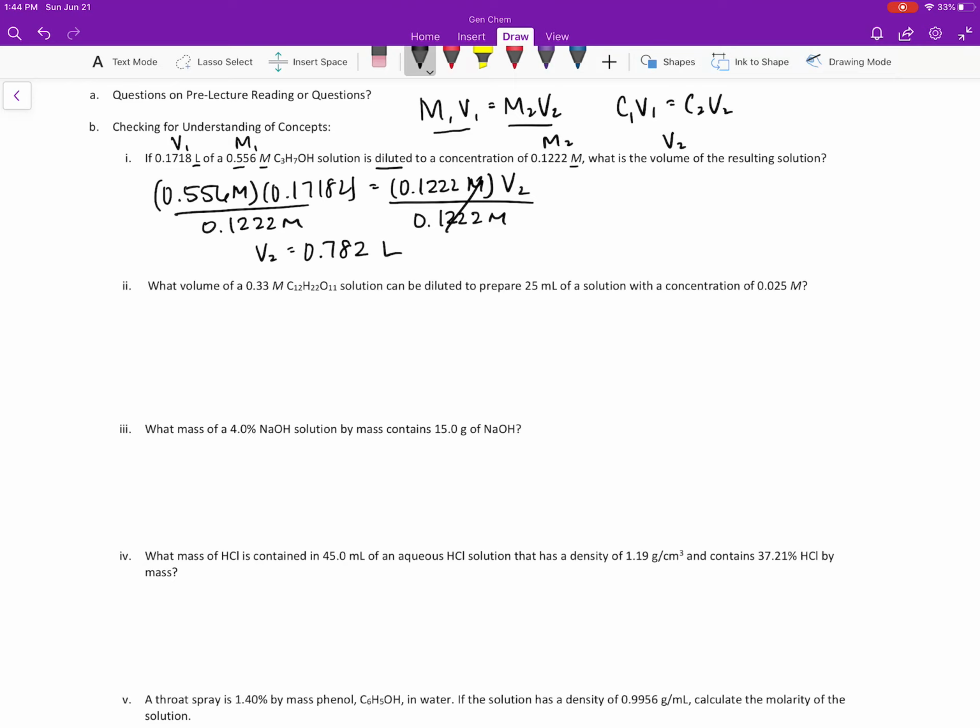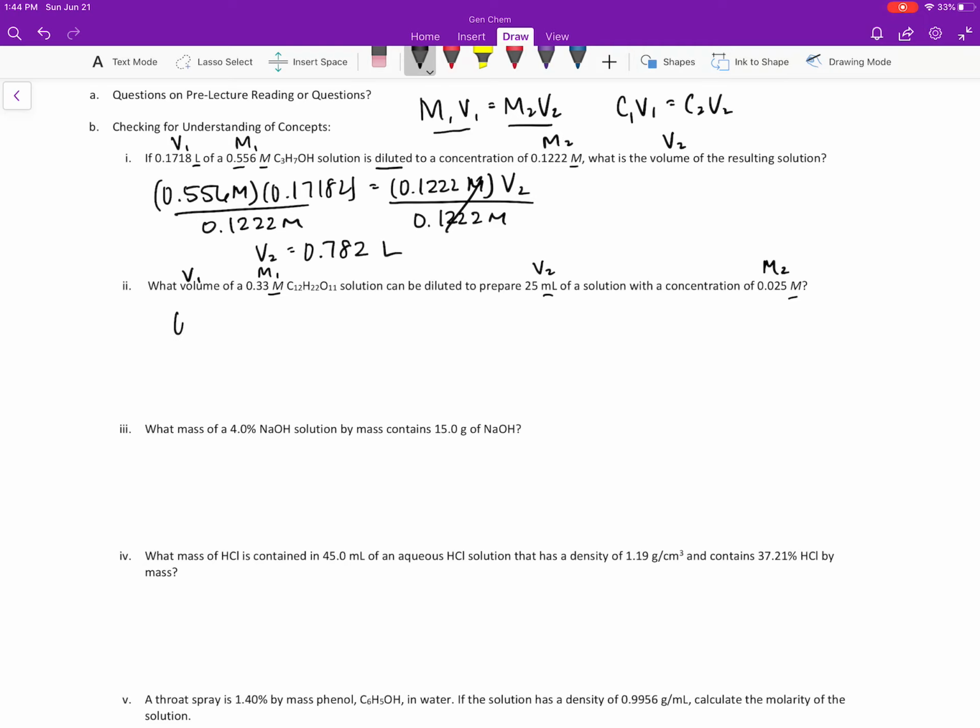So let's practice another one. What volume of this molar solution can be diluted to prepare this volume of this concentration? Again, my units are both in molarity. These volume units are in milliliters. My question doesn't specifically say I need to have any other units other than what I'm given, so I'm going to report my answer in milliliters because it's what I'm given to start off with.